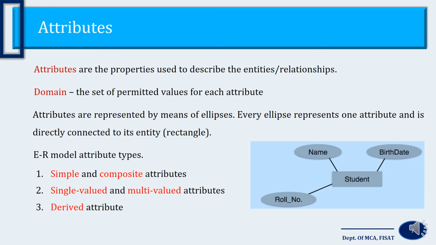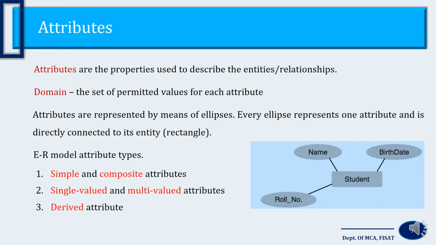So we studied entities, entity sets, relationship sets, and how we are going to represent them in an ER model. Okay, fine. Now let us move to the attributes. Attributes are the properties used for describing the entities or the relationships. And the set of permitted values for each attribute can be termed as a domain. That set of possible values under each attribute is called a domain.